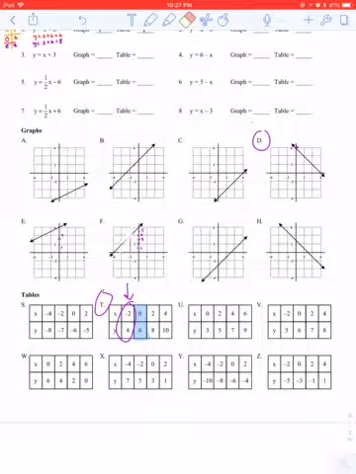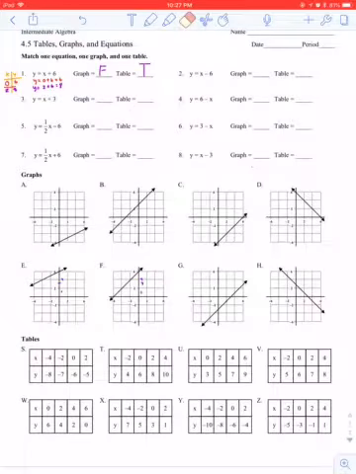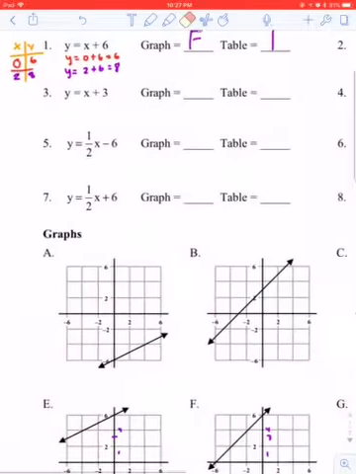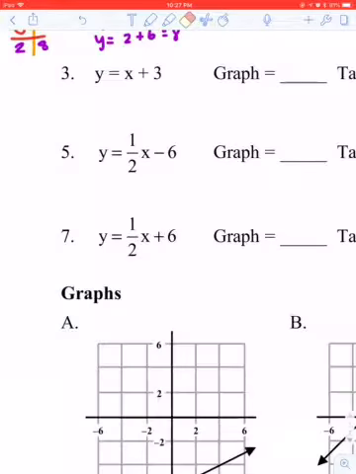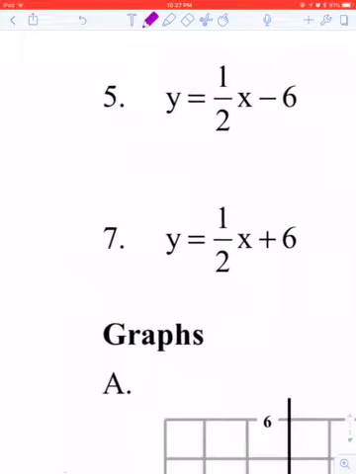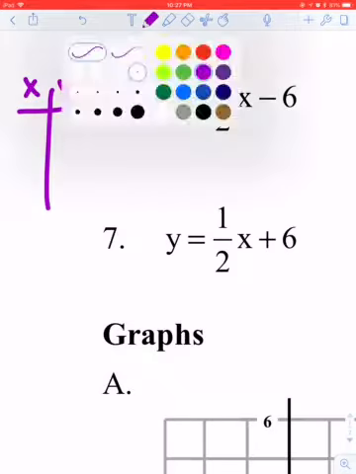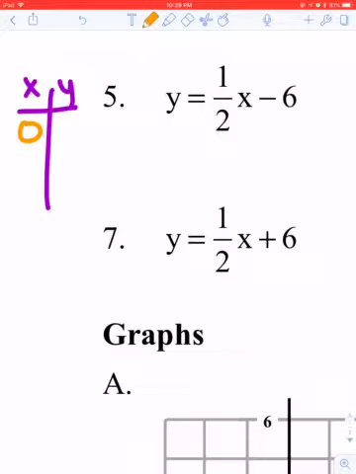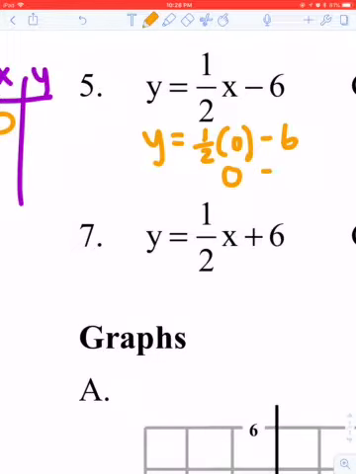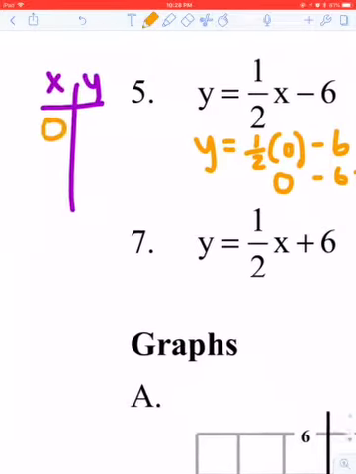Okay, we do a couple more. Okay, and let's do one with the fractions. Number 5. So first we make a table. So X and Y. I'm always going to start with 0. 0 is the easiest number to start with. So Y is equal to 1/2 times 0 minus 6. 1/2 times 0 is 0 minus 6, and that is going to be negative 6.